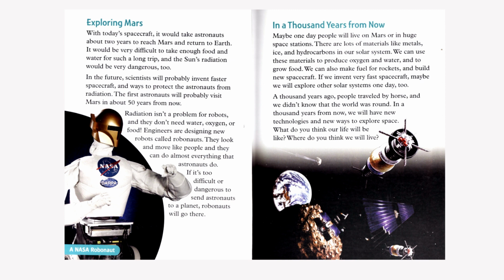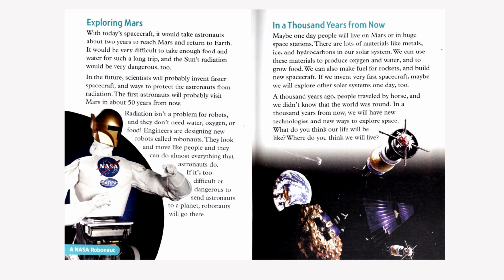Exploring Mars. With today's spacecraft, it would take astronauts about 2 years to reach Mars and return to Earth. It would be very difficult to take enough food and water for such a long trip, and the sun's radiation would be very dangerous too. In the future, scientists will probably invent faster spacecraft and ways to protect the astronauts from radiation. The first astronauts will probably visit Mars in about 50 years from now.